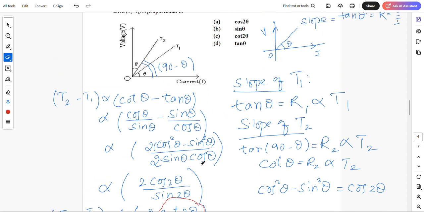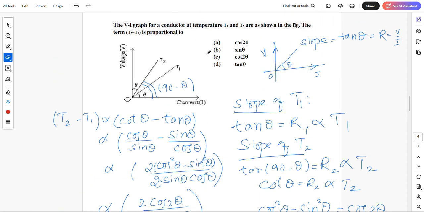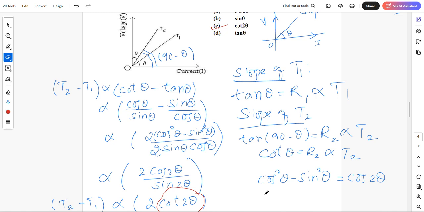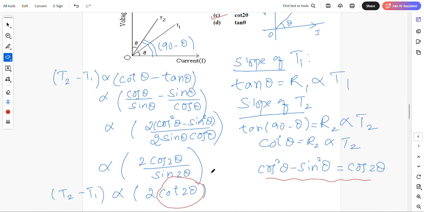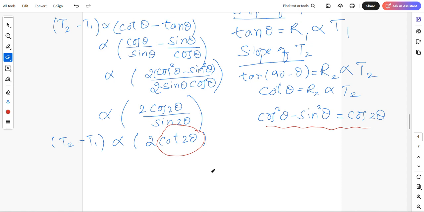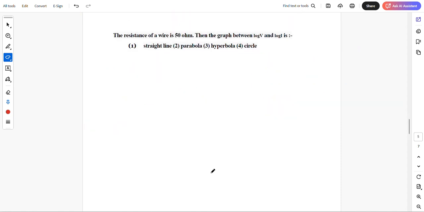What they have given? Cot of 2θ is the right answer. Here, be careful. You should know that cos²θ minus sin²θ is cos 2θ, and sin 2θ is 2 sin θ cos θ. You will get cot of 2θ. That is proportional. Right. We will go to the next problem.